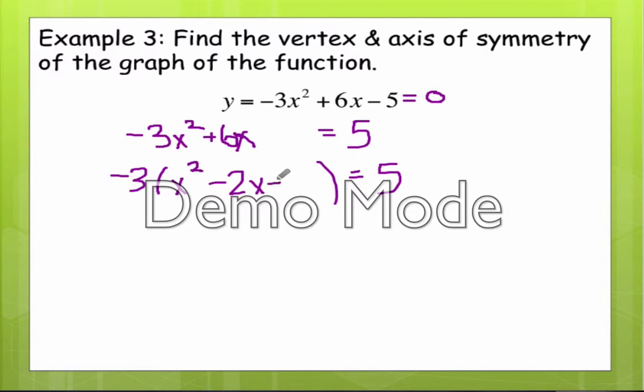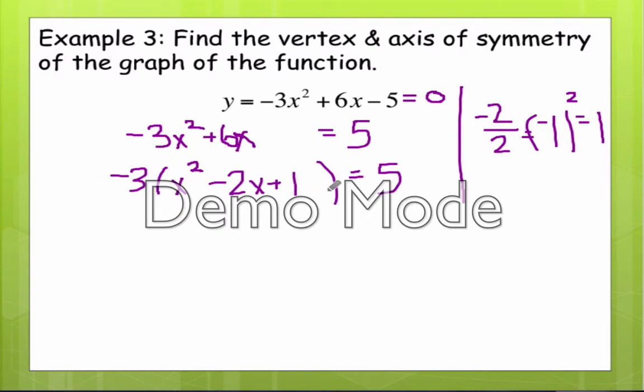Now I'm going to want to add whatever I need to add to make a perfect square trinomial. So to figure out what I need to add, I need to take b and half it and square it. So b is -2. Half of -2 is -1. And -1 squared is +1. A negative squared is always a positive. So I'm going to add 1 to both sides.